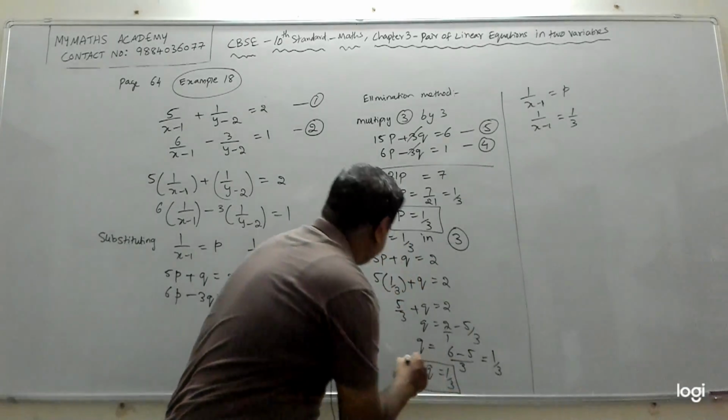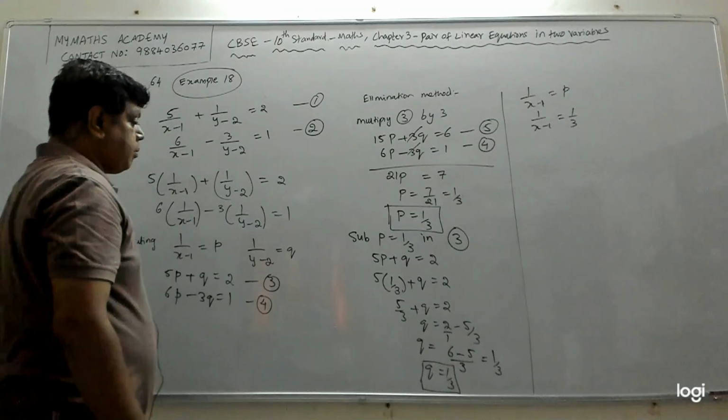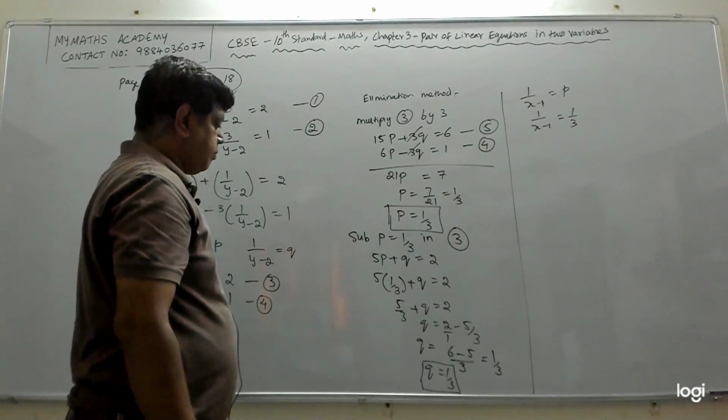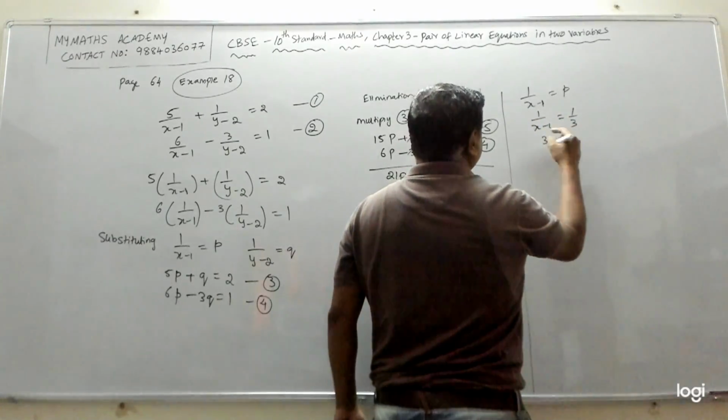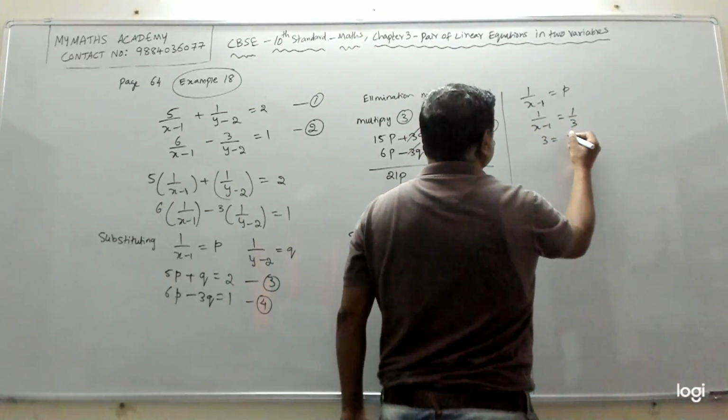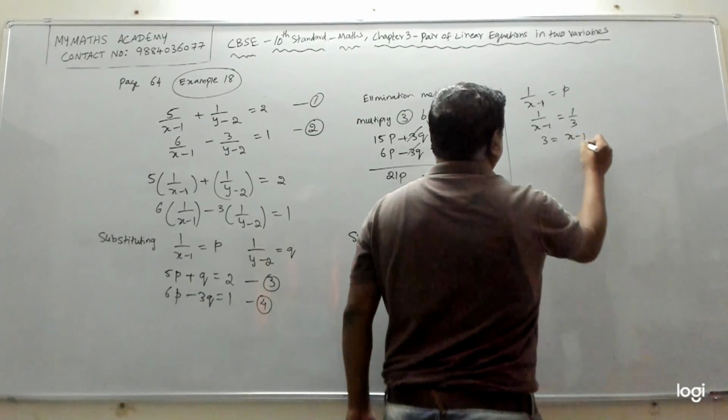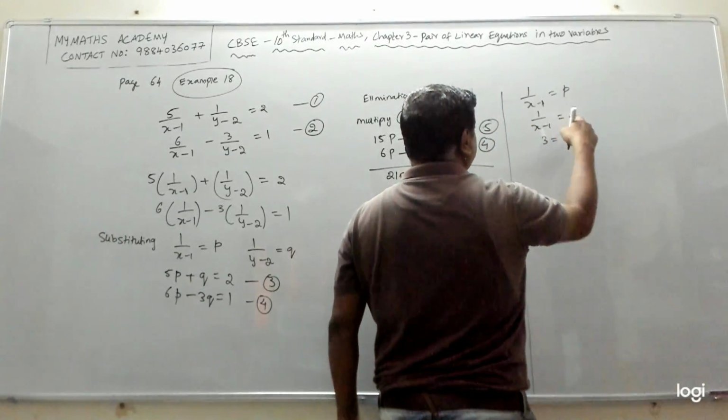P is also 1 by 3. Q is also 1 by 3. So now let's solve this. 3 into 1 is 3, equal to x minus 1 into 1, which is x minus 1.